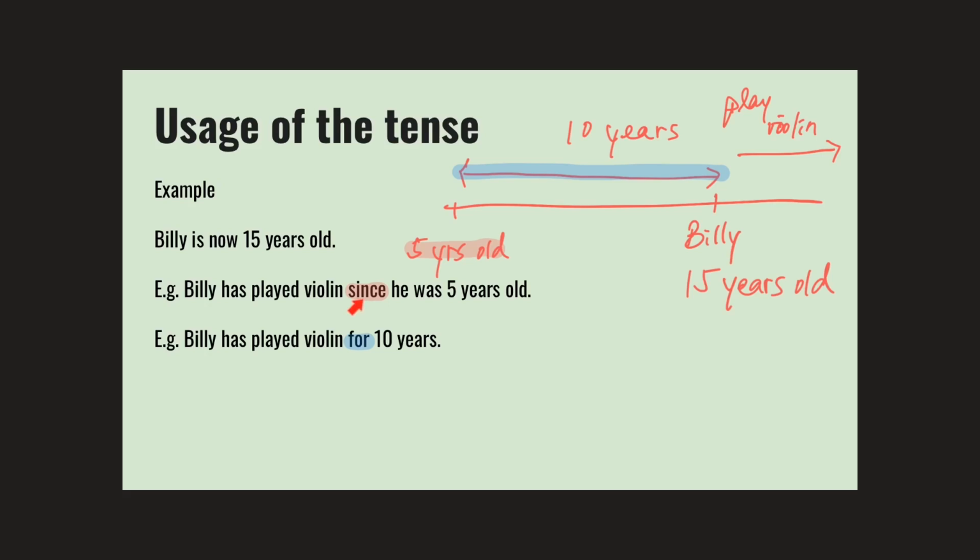So when we are using since, we are looking at the starting point of an action. But when we are using for, we are looking at the duration. How long has an action been going on? All right. And we are using present perfect tense, which means the action started in the past and continues in the present. So Billy plays violin every now and then. He has played violin since he was 5 years old. Also, he has played violin for 10 years.